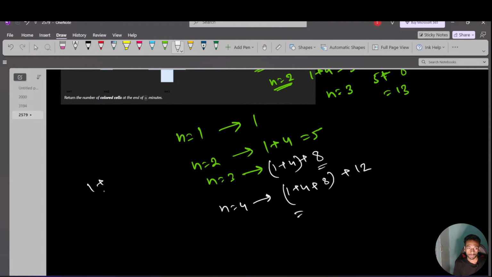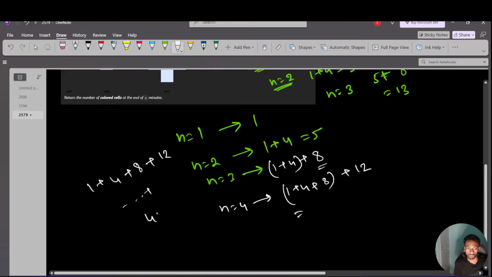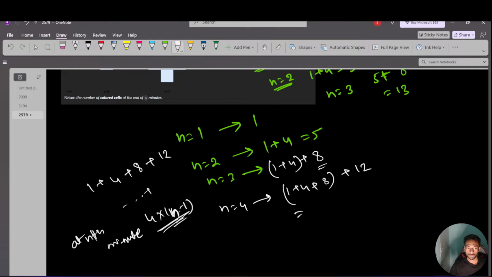It is 1, then 1 plus 4, then 1 plus 4 plus 8 plus 12, in this way. So the number added will be 4 into n minus 1 for the nth minute. At the nth minute, this number will be added. So what will we do?